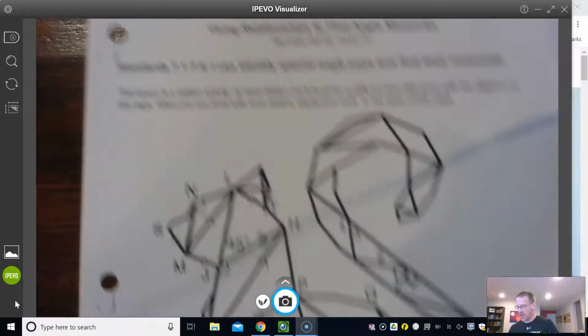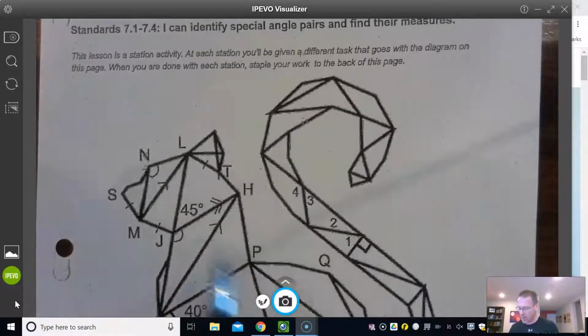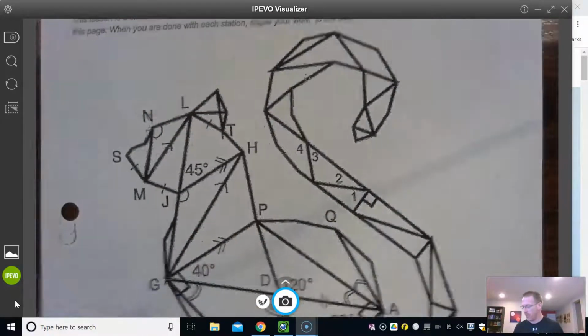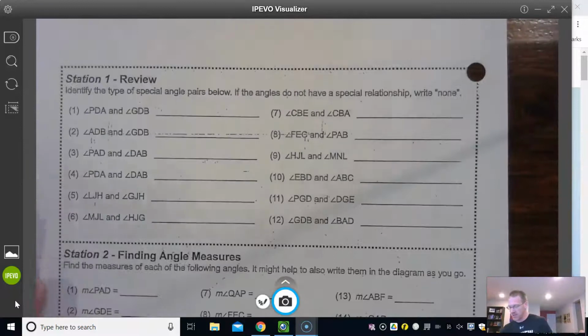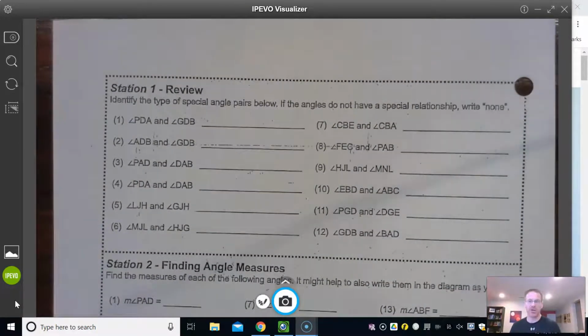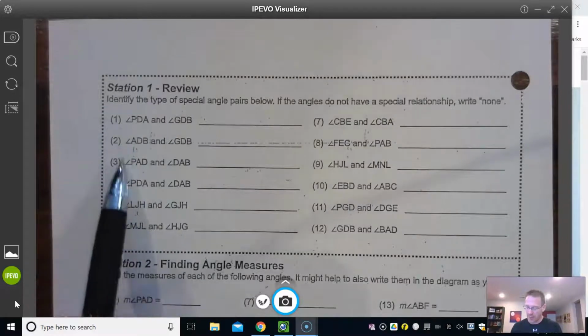Now, as you can see, we have this wonderful geometric shape here on page 125 that has all types of angles and markings and different things. You're going to use this picture to do some work. Now if we flip the page to page 126, I'm just going to go through a handful of these with you so you get the idea and understand what you want to do. So on station 1, I'm just going to do the first 3 with you.